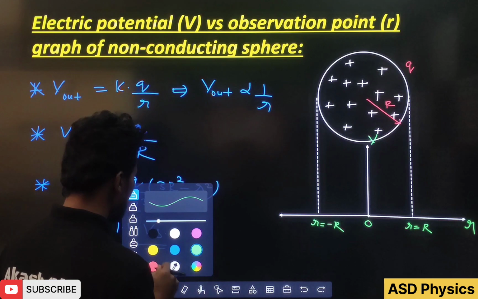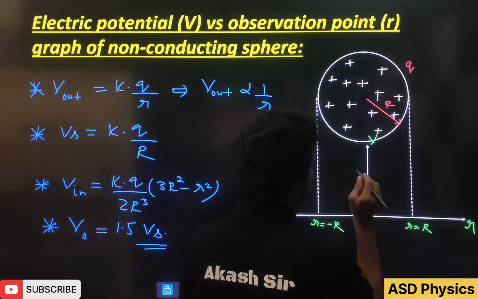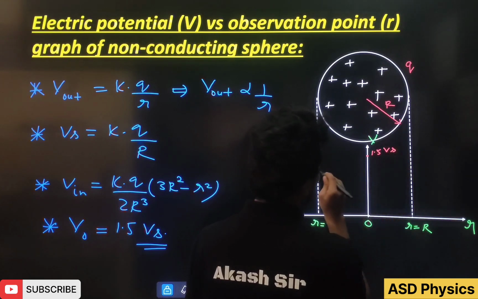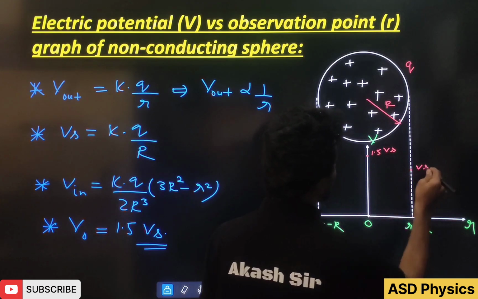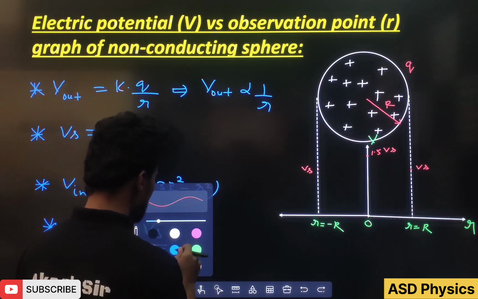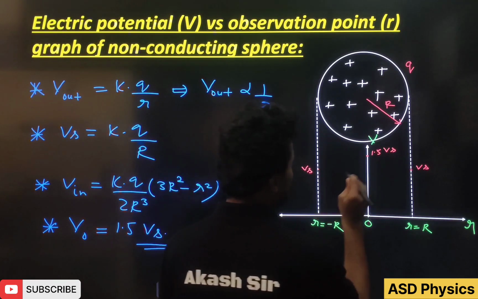So you know very well, at the center the potential is how much here? At the center the potential is 1.5 Vs. And at the surface somewhere here, let's take Vs is there. So you know very well how the graph will appear here, students. How will the graph appear? The graph will go something like this.